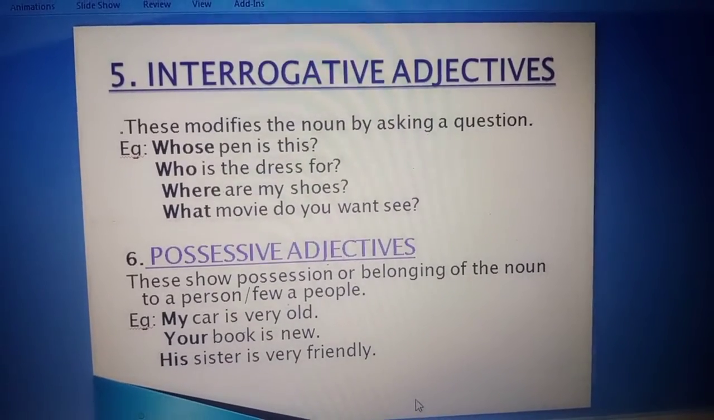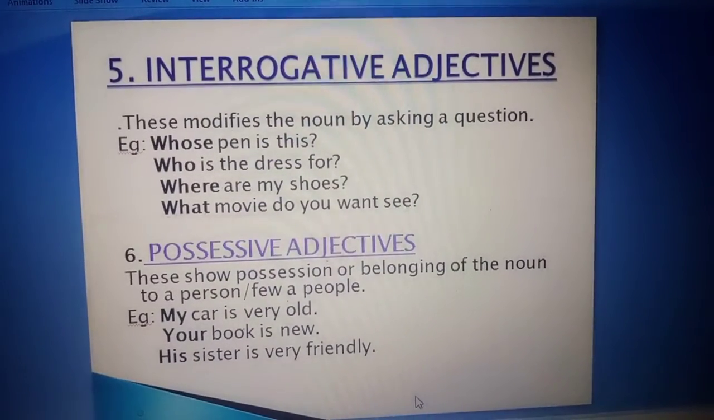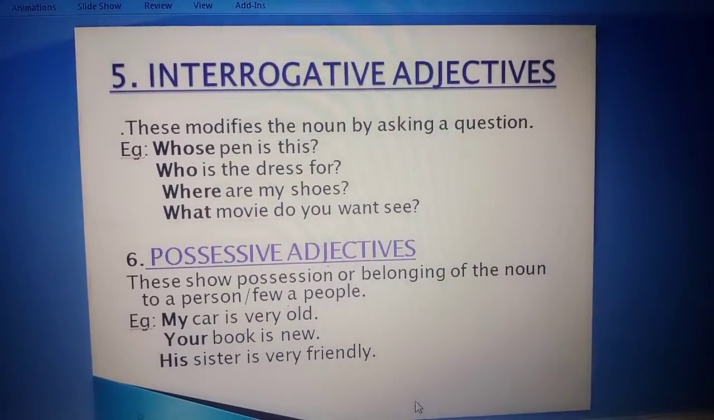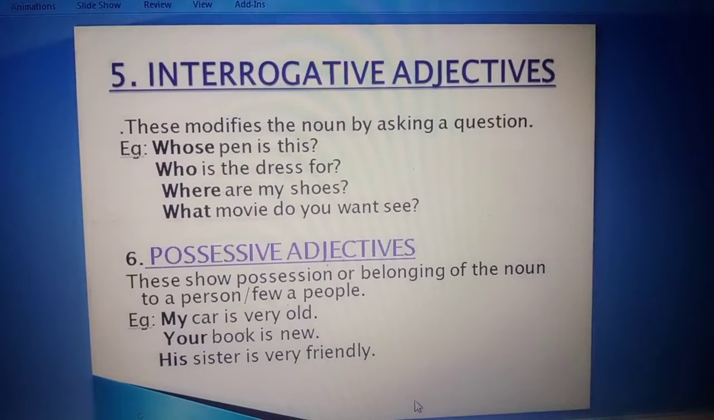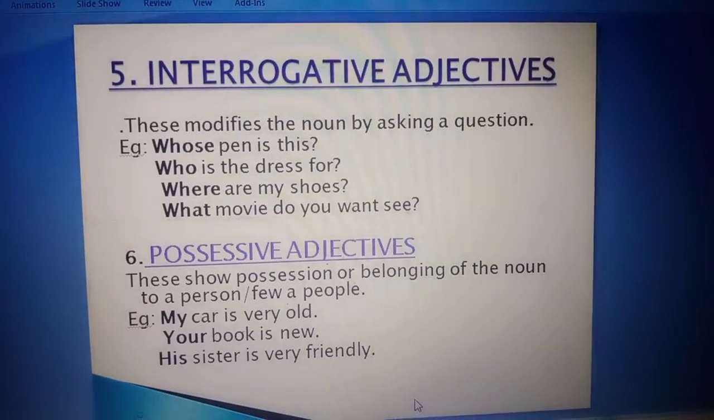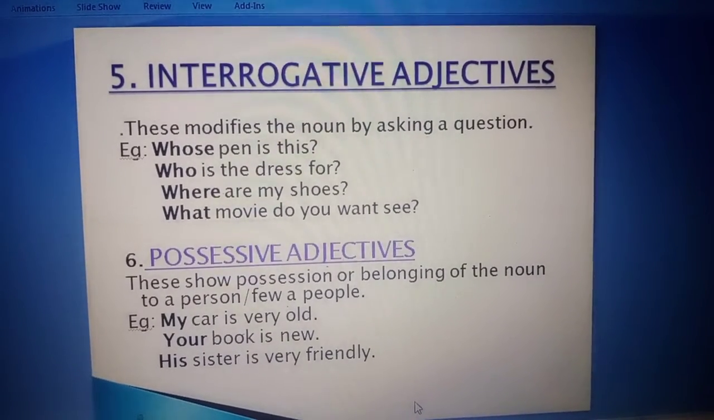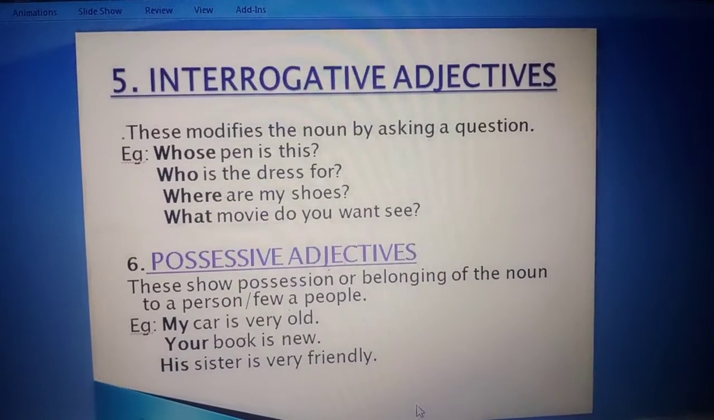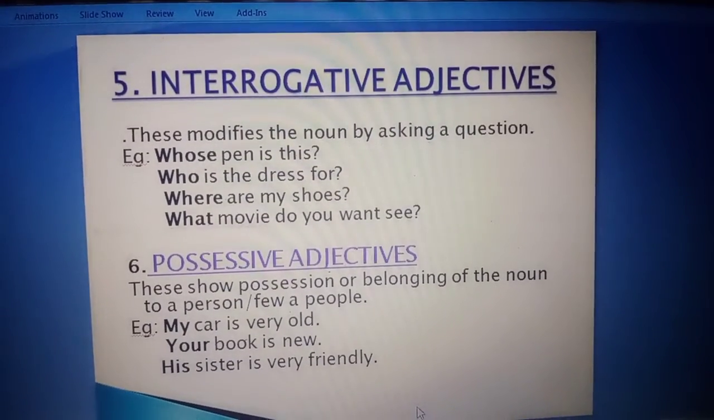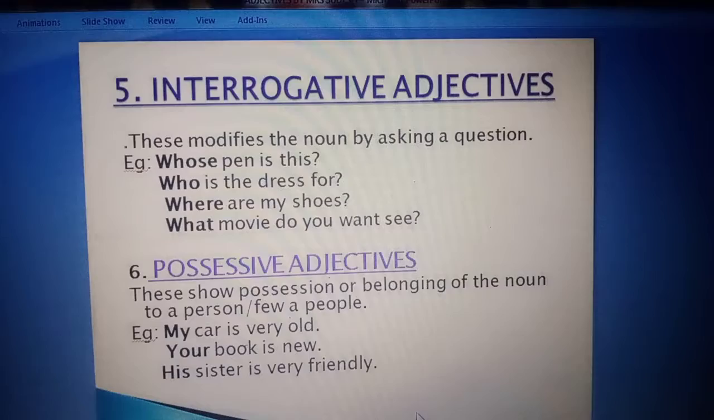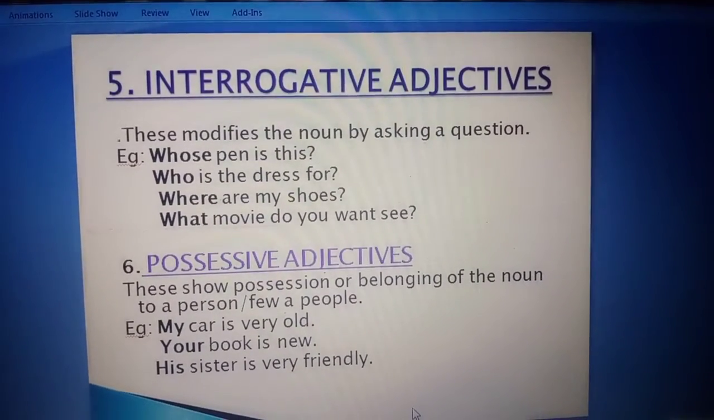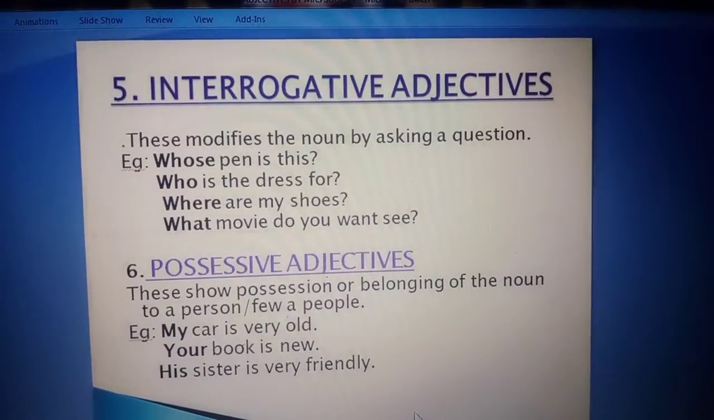Next one, possessive adjectives. What are possessive adjectives? They show possession or belonging of the noun to a person or a few people. Example, my car is very old. Whose car? My car. Your book is new. Whose book? Your book is new. His sister is very friendly. Whose sister? His. So words like my, your, his, they all are showing possession. So they are called possessive adjectives.